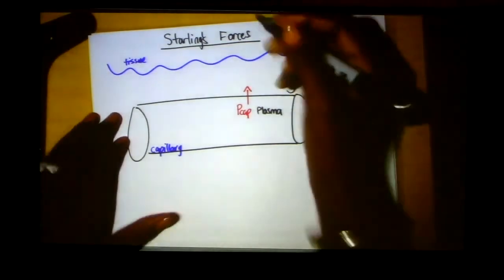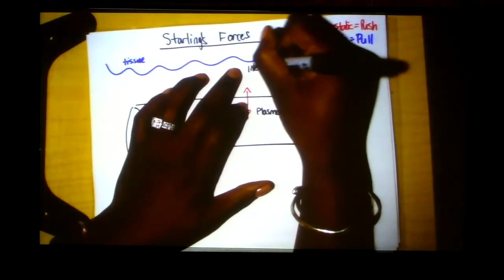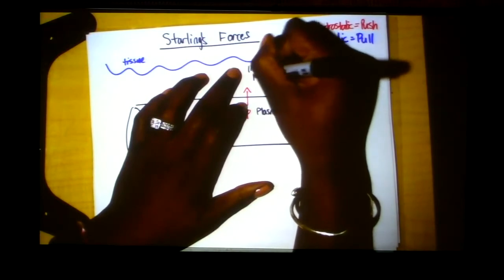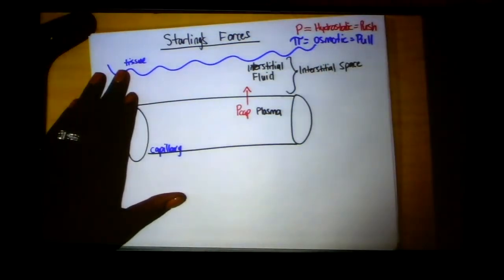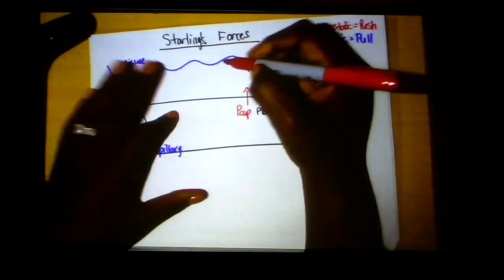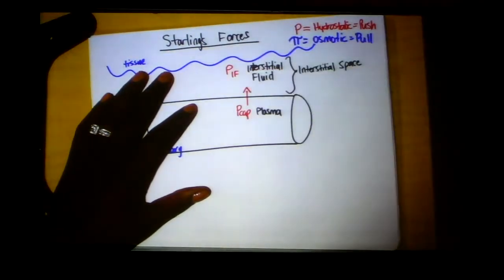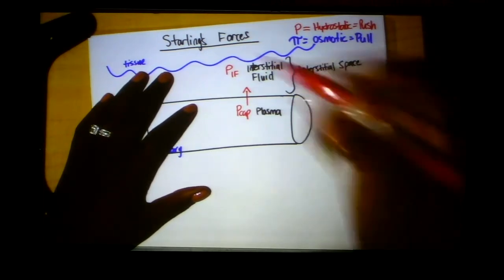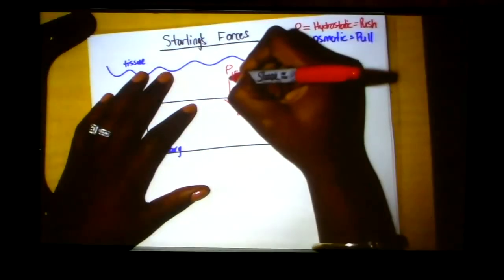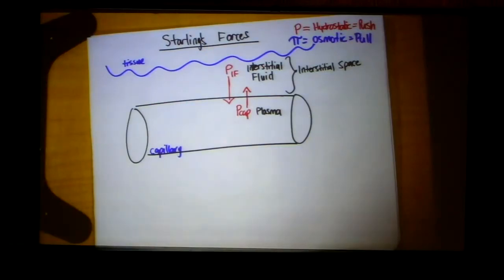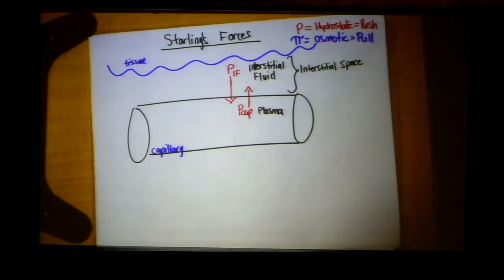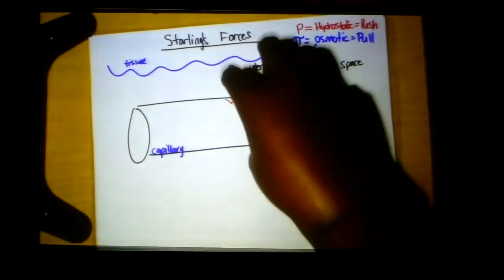Now, out in the interstitial space, we have the presence of interstitial fluid, and this interstitial fluid also has a hydrostatic pressure. We're going to represent this by, again, a large P, but then IF indicating where this pressure is found. The interstitial fluid hydrostatic pressure also exerts a push, but because it's in the interstitial space, it's going to be into the capillary, so this direction. So the capillary hydrostatic pressure pushes fluid from the capillary into the interstitial space. The interstitial fluid hydrostatic pressure pushes fluid back from the interstitial space into the capillary. And so these are opposing forces. That's our first set of Starling's forces.